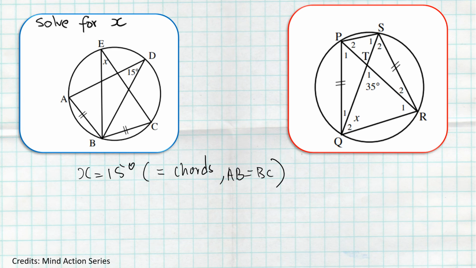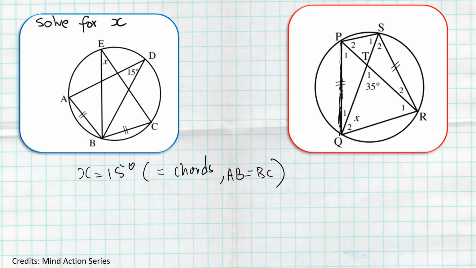Let's come to this one in red. They want you to solve for x also, so let's go and solve for x. What can we see? We have a chord here, and this chord is the same as this chord here. But we don't have a center, so we don't want someone to tell us that this angle is equal to this angle because of equal chords. No, that is because of vertical opposite angles.